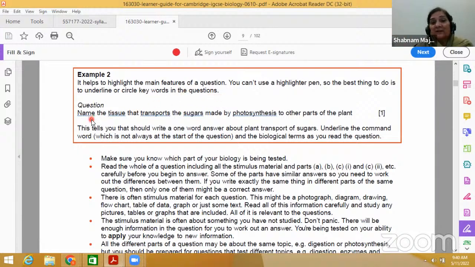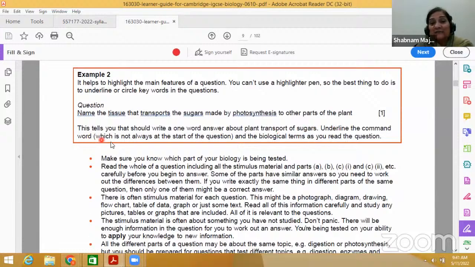Now see what the question is. Name the tissue that transports the sugars made by photosynthesis to other parts of the plant. This is for 1 mark. But here the command term is name. It means that for 1 mark, 1 word is enough. This tells you that you should write a 1-word answer about plant transport of sugars.